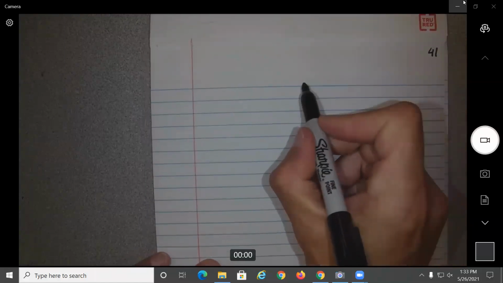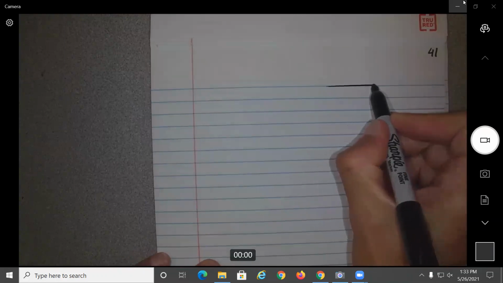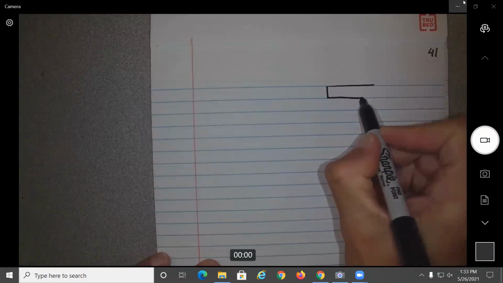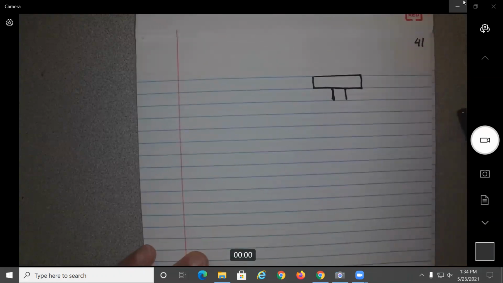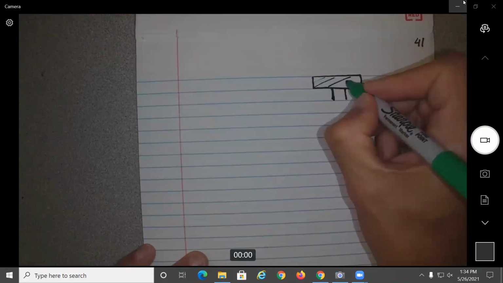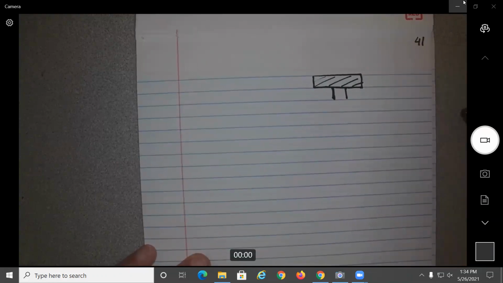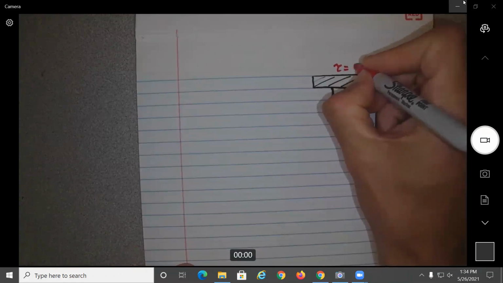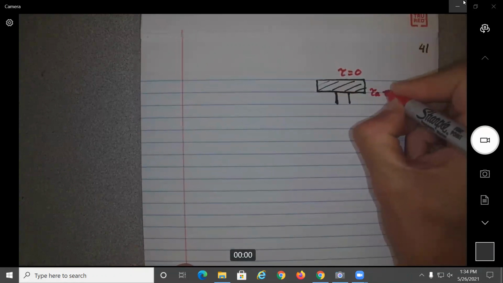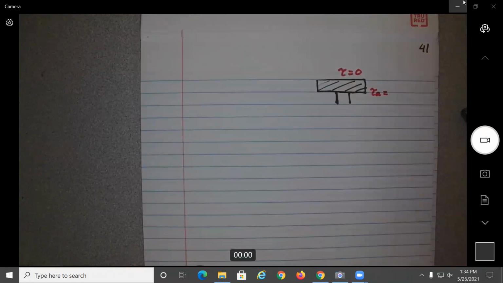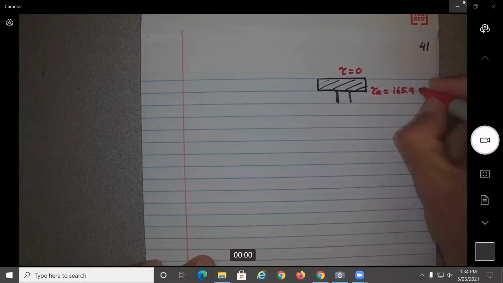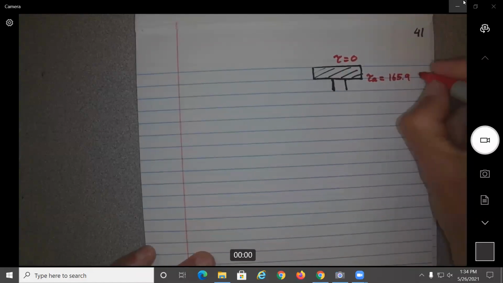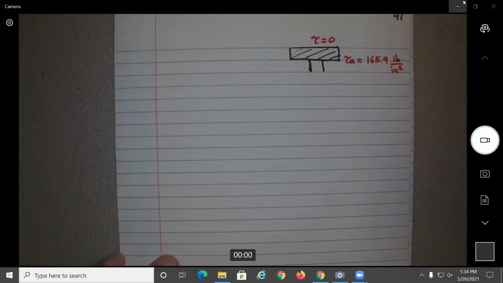So basically we know that on the flange, okay, we know here, at the top is 0. Now we know that here is 165.9. All right, that'll be inch square.